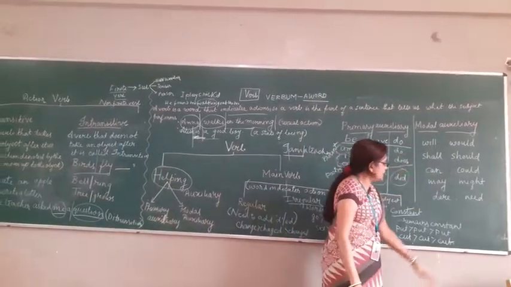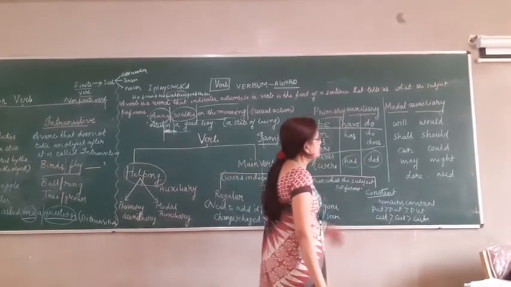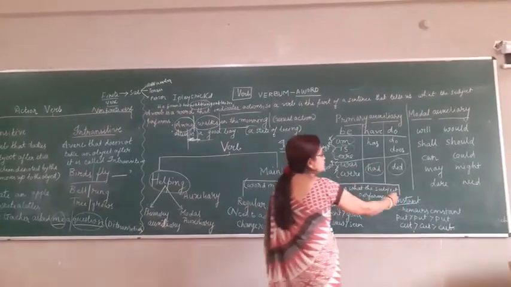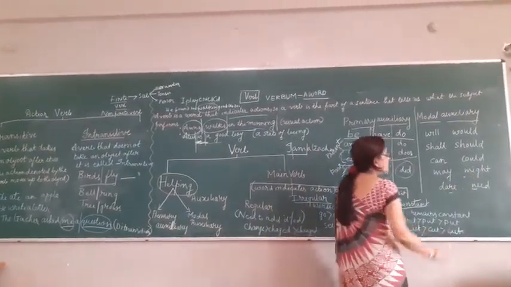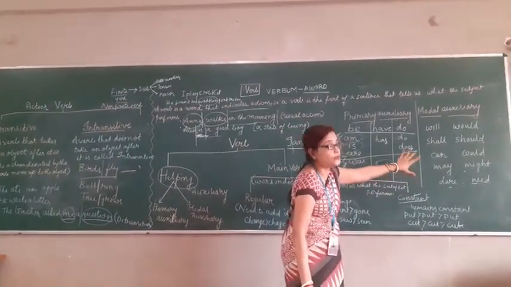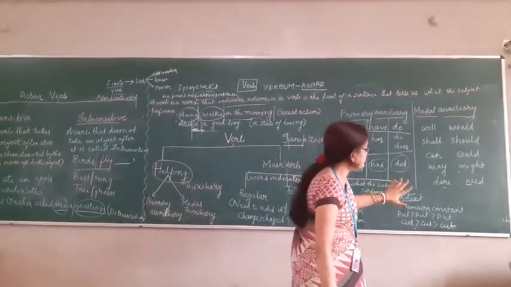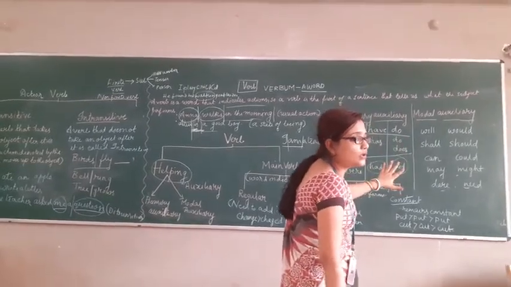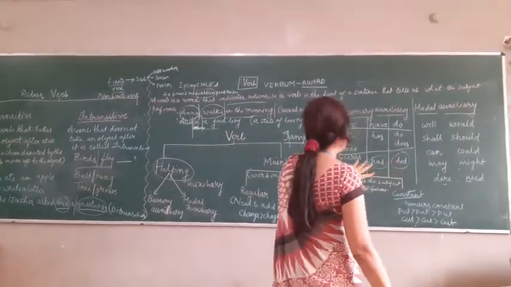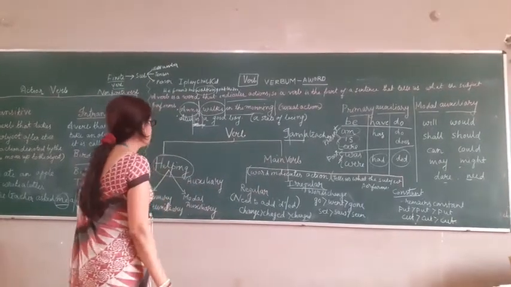Another one is modal auxiliary. So what comes under the modal auxiliaries? Modal auxiliaries: will, would, shall, should, can, could, may, might, dare. Okay. So these are the modal auxiliaries. They also help you to express your words, your sentences. Not only that, but also they help you with the clarification of the tenses, right? The time.